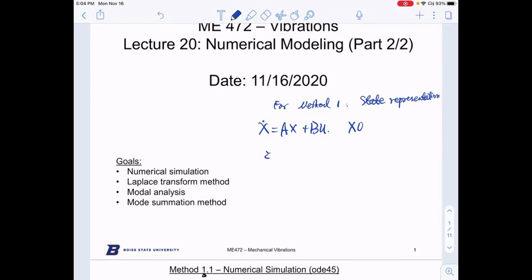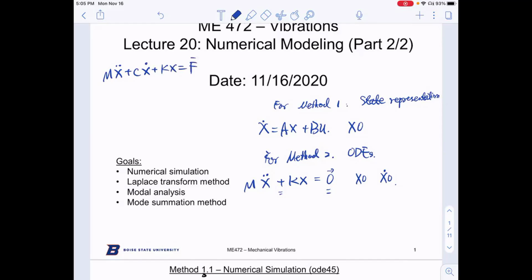All right. So for method number 2, we directly go to the ODEs. So in that case, you have X double dot times M plus KX equals to 0. And then you know the initial velocity. You also know the initial position. So in these cases, we never add damping to the left-hand side. And then we don't have force terms on the right-hand side. So in practice, most of the time you're dealing with something like this.